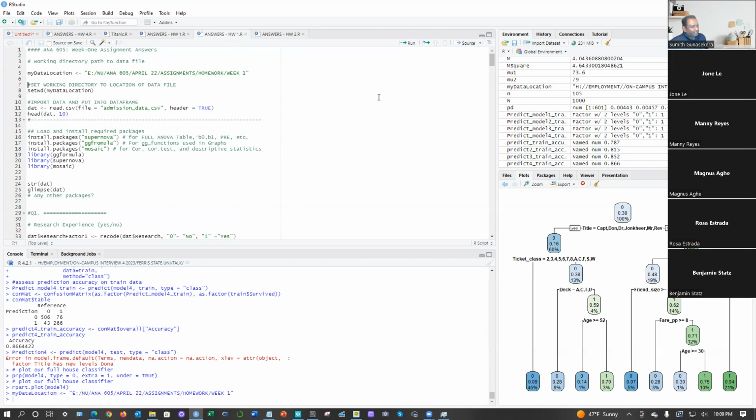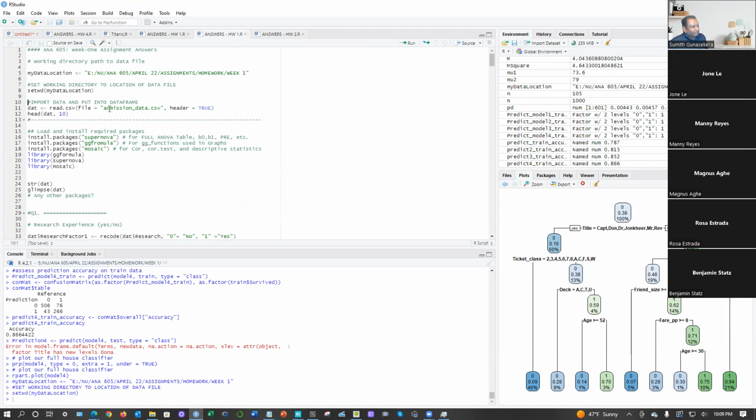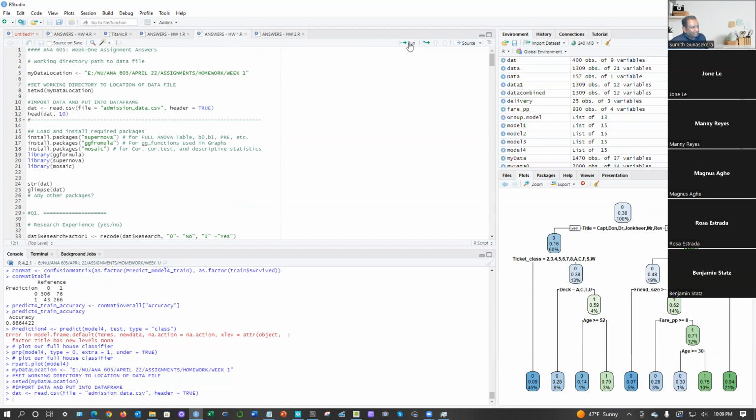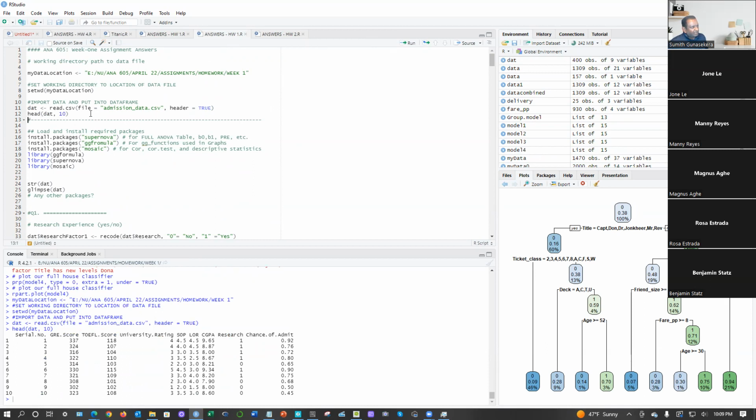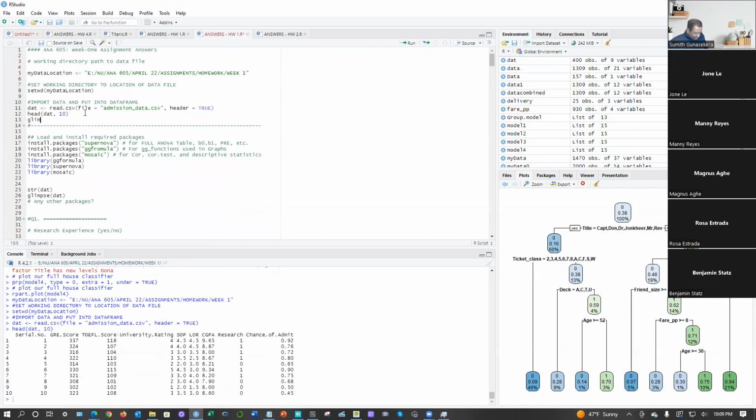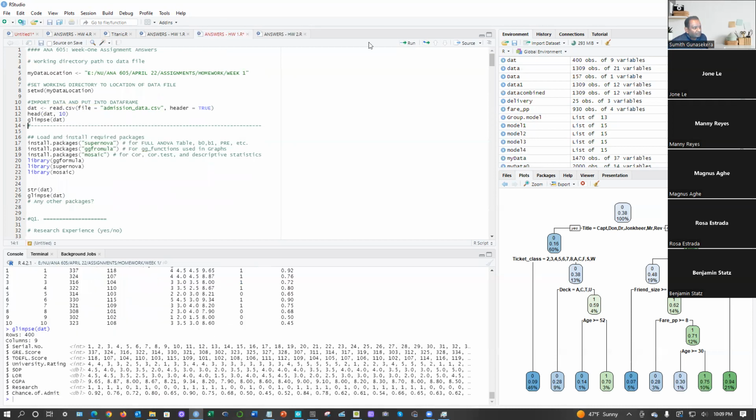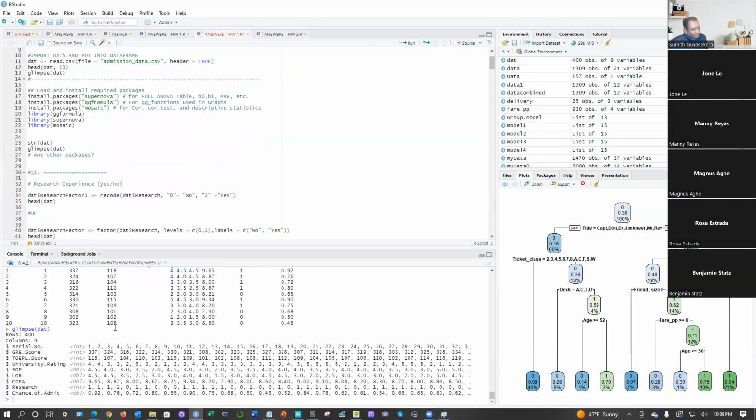Okay, let's have a look at this one, the admission data, and get the head of it and a glimpse of it. So you have a GRE score, TOEFL score, university rating, statement of purpose, LOR, letter of recommendation, cumulative GPA, grade point average, research, and chance of admit.